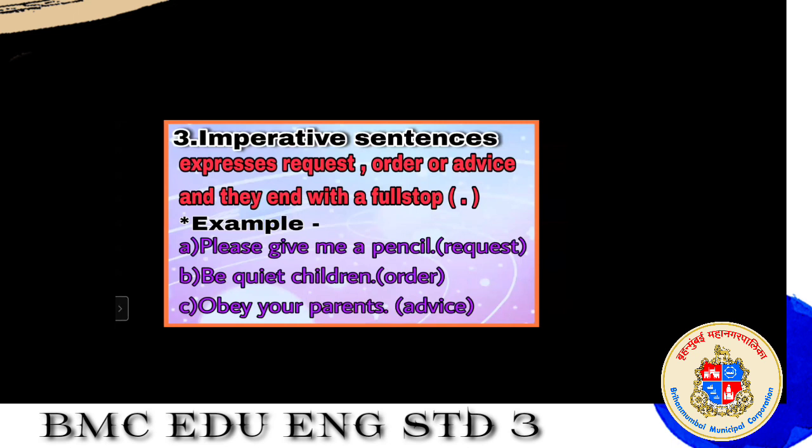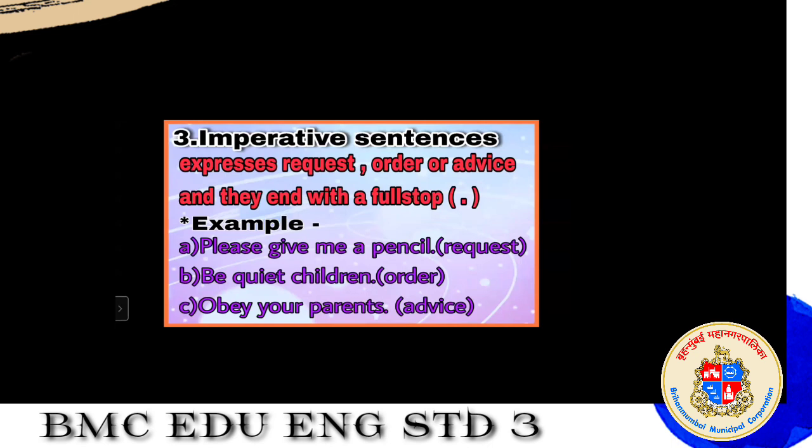Second example of imperative sentences: Be quiet, children, when you are in class. At home you all do all kinds of mischief, and then the teacher orders in class, and otherwise at home your parents say to you, be quiet, don't talk. So these are orders, and these types of sentences are called imperative sentences.